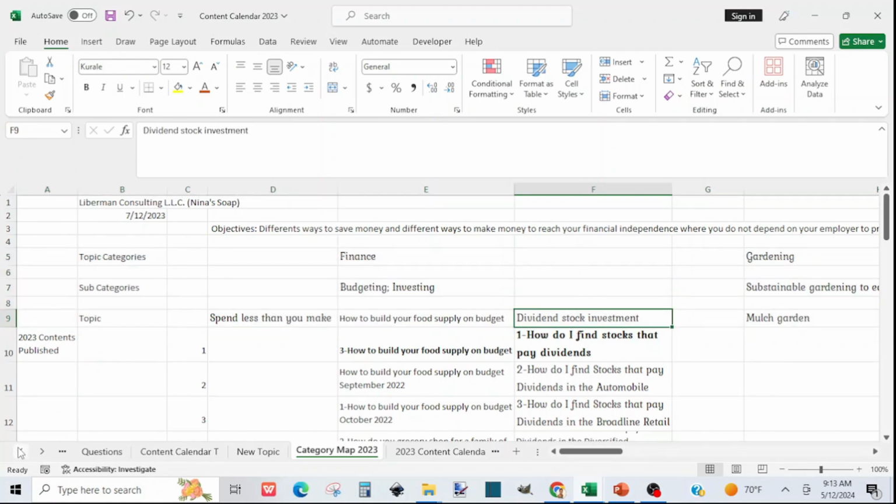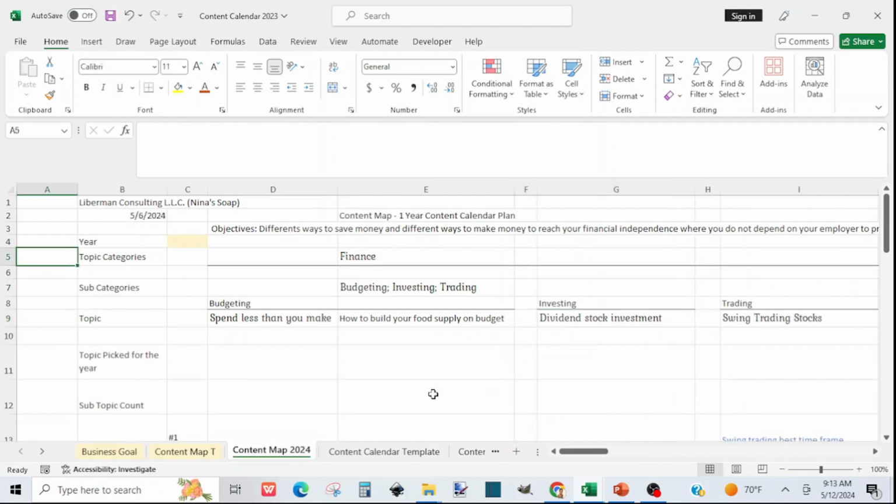So the topic for the year in my case can vary. For finance, I chose, because I know that I'm going to publish one piece of content a week, and I have 52 weeks of content to create, to split between five categories. That means each category has 10 spots for the year. That's how I broke it down.